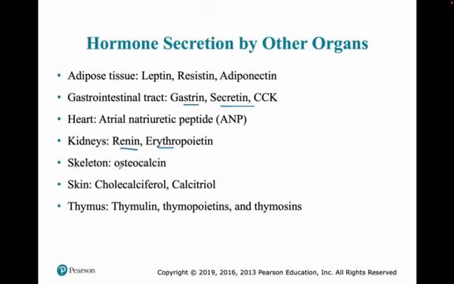Skeleton produces osteocalcin, skin produces calcitriol, thymus produces thymolene, and so on. You don't have to go into a whole lot of details in these, like in functions of this. If you know at least one example from each, that should be more than enough.